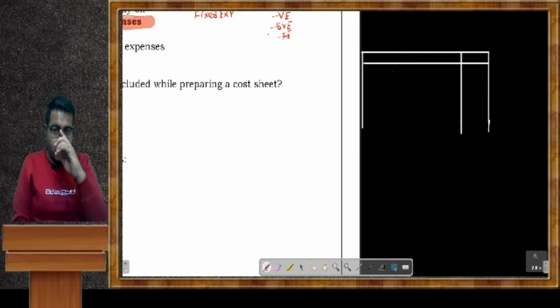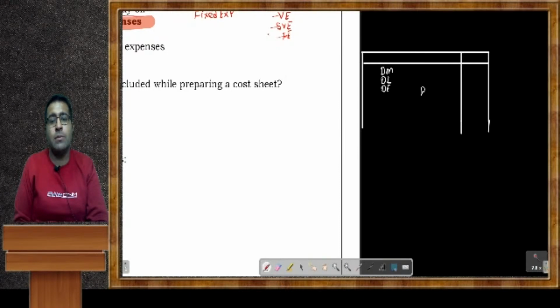First of all, when direct material, direct labor, and direct expenses are added, it is regarded as prime cost. Then we have to add all types of factory overhead. When factory overhead is added to the prime cost, it is regarded as factory cost.